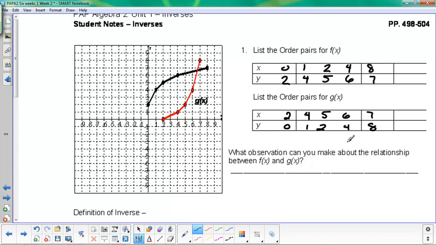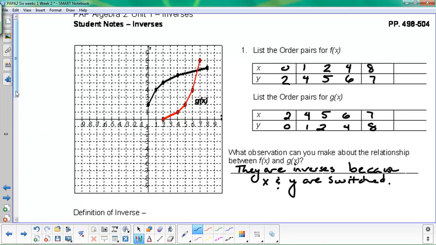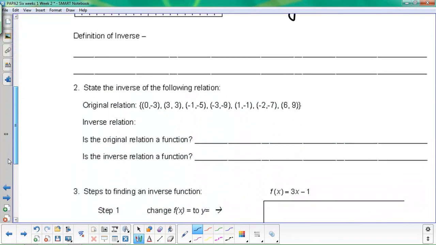What observation can you make about the relationship between f of x and g of x? They are inverses of each other because the x and y coordinates have been switched. Please fill in the definition of an inverse.